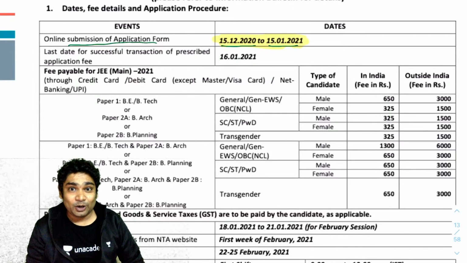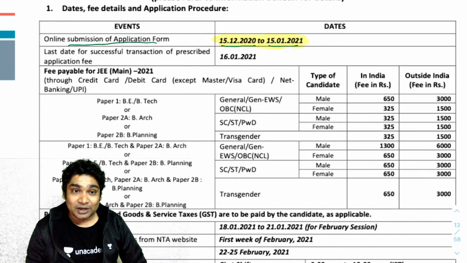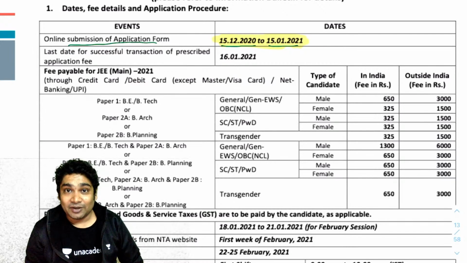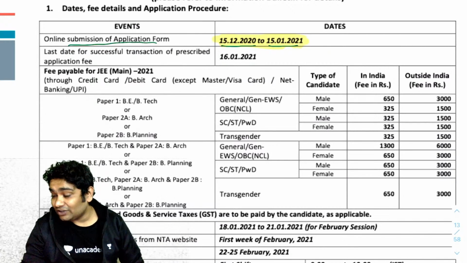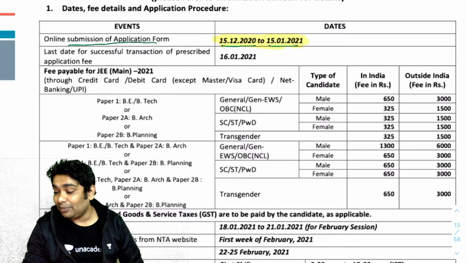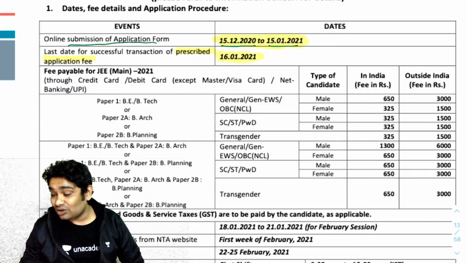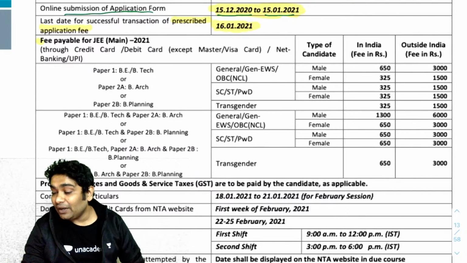So you might want to get the practice of that exam, as well as if by chance something goes wrong, then you can remove that mistake also. So make sure you're filling out this and taking the Feb attempt. Now the last date of successful transaction of the prescribed application fees is going to be 16th. So by 16th, you should have paid your exam fees. Okay, and the exam fees is going to be as follows. So the fee payable for the JEE Mains 2021 are as follows.